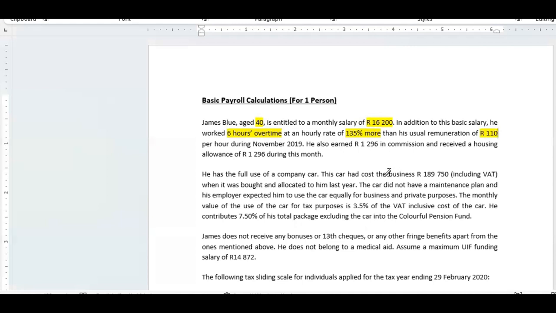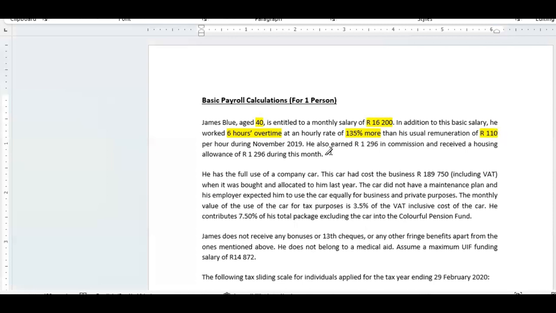Now look what's happening here. He's not getting 135% of his usual remuneration. He's getting 135% more than his usual remuneration. So you can't just go and say 6 times 110 multiplied by 135, you're not going to get the right answer. If he gets 135% more than the usual, it means that he gets the usual, which is 110, and then on top of that, he gets another 135%. So his hourly remuneration for overtime will be double this plus a little bit more.